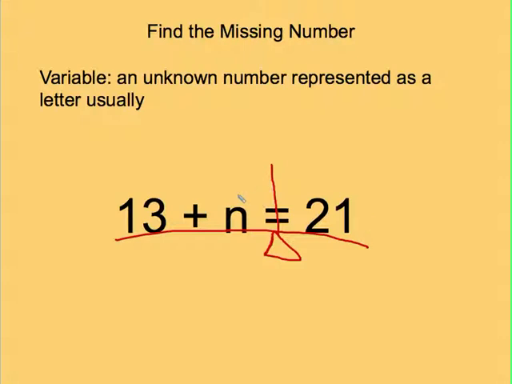Now to help me, I can visualize this with some tallies. On this side right here, I know that I have 21, so I can draw 21 tallies. So on this side, I know it's 21. On this side, I know I have 13. 1, 2, 3, 4, 5, 6, 7, 8, 9, 10, 11, 12, 13.